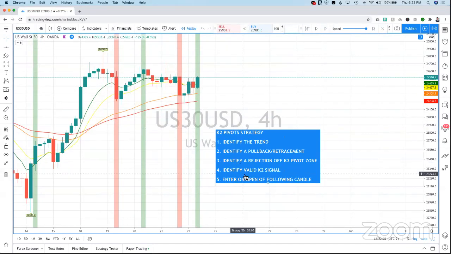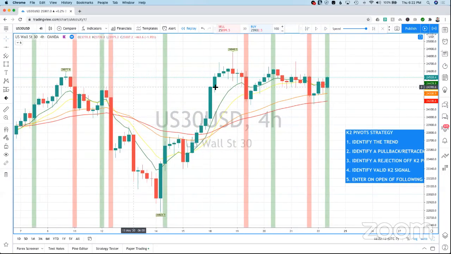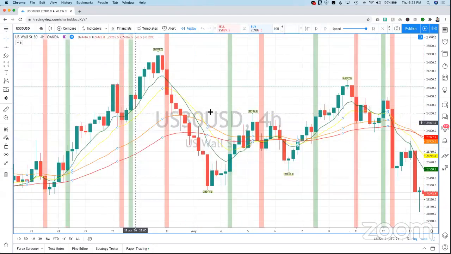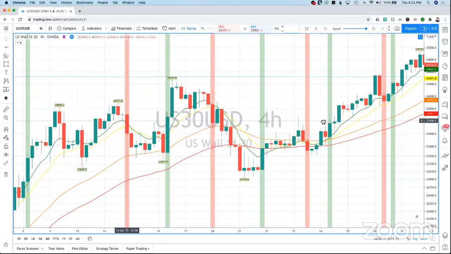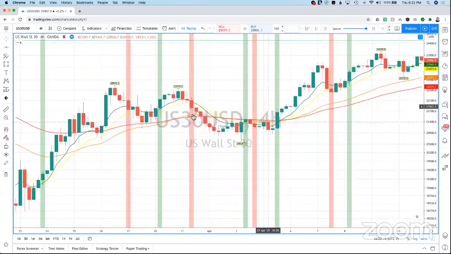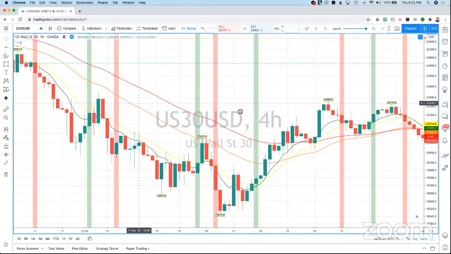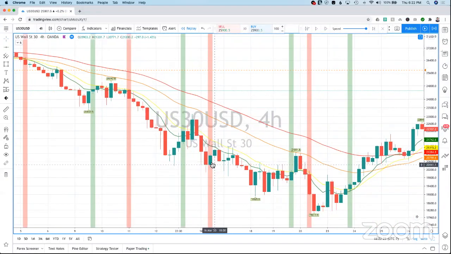Lastly, you want to identify a valid K2 signal. Right here, we have a valid buy signal. And this is valid because it's a buy signal with a green bullish candle. Right here's a valid sell signal because it's a sell signal with a red bearish candle. I don't think there are any invalid signals here that I can see, but it would be invalid if it was a sell, like right here. So right here, we have a sell signal, but it's a green bullish candle. Since these are opposite and they don't match, that would be invalid.